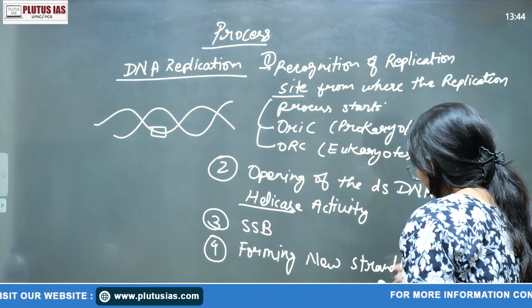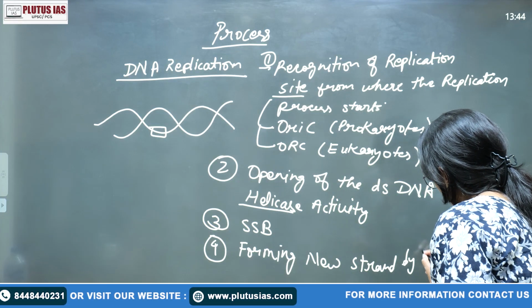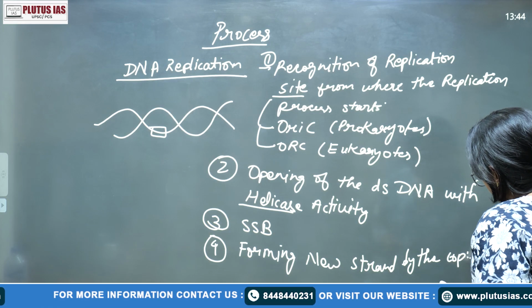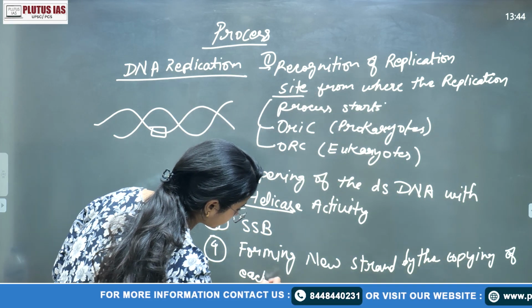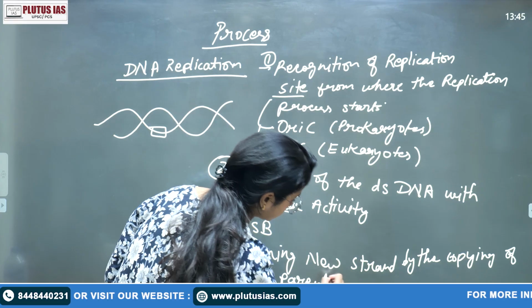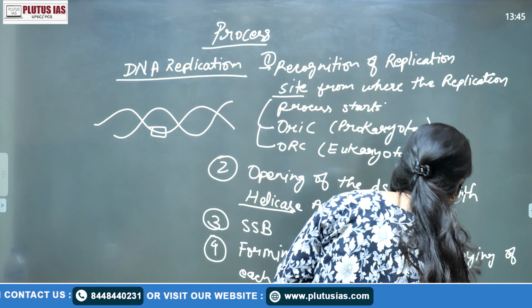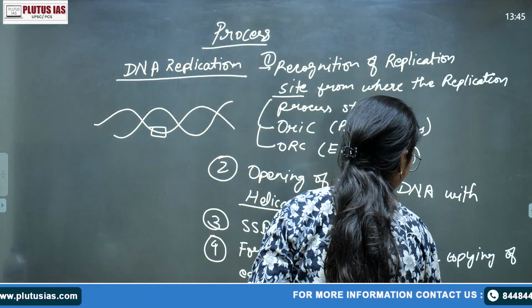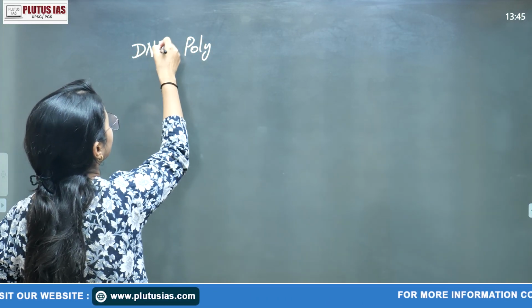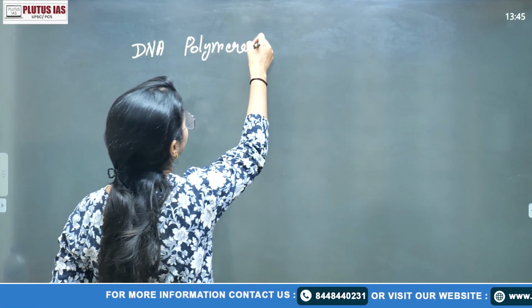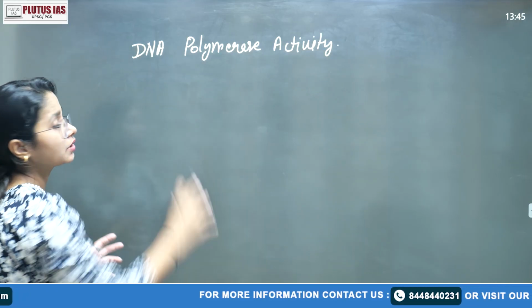by the copying of each parental strand by DNA polymerase activity, okay, by the DNA polymerase activity. This comes in your elongation process.